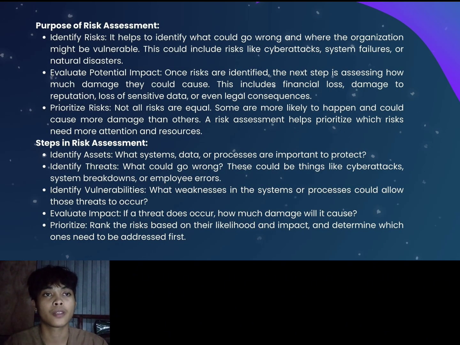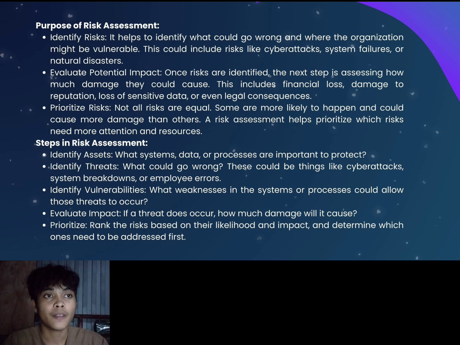So, what is the purpose of risk assessment? Number 1 is to identify risk. It helps to identify what could go wrong and where the organization might be vulnerable. This could include risks like cyber attacks, system failures, or natural disaster. So, it detects potential threats and vulnerabilities that could harm the organization. Number 2, evaluate potential impact.